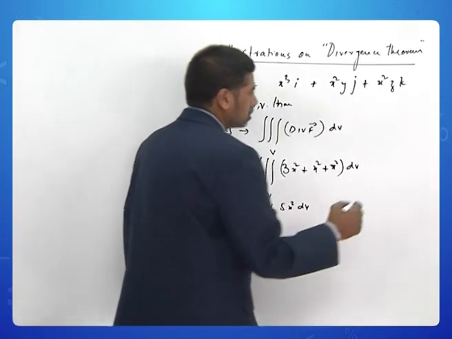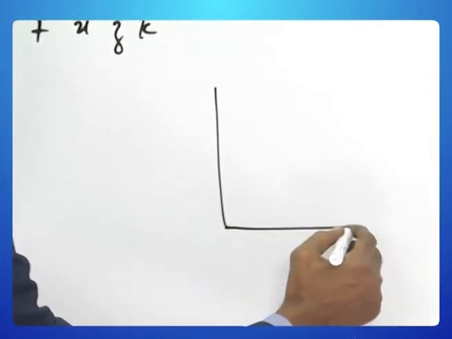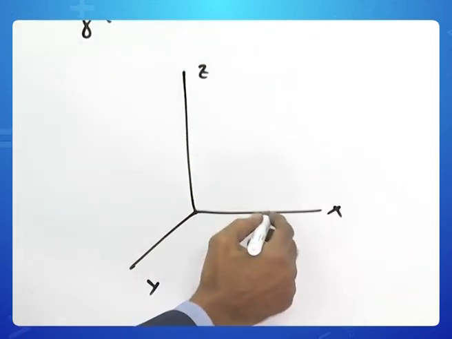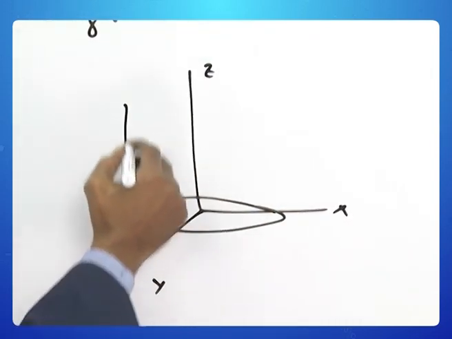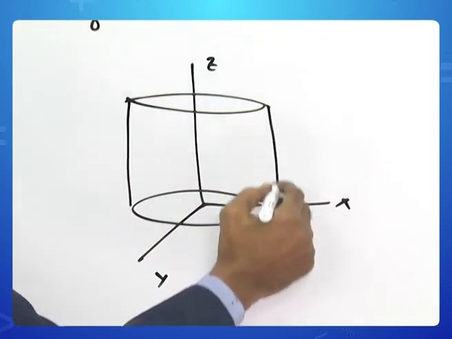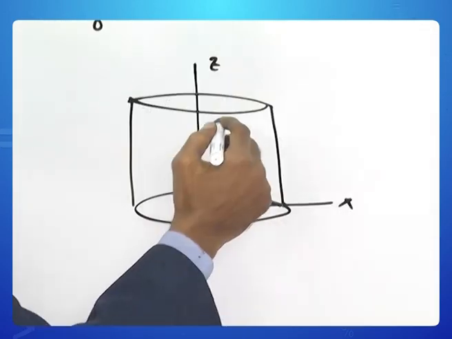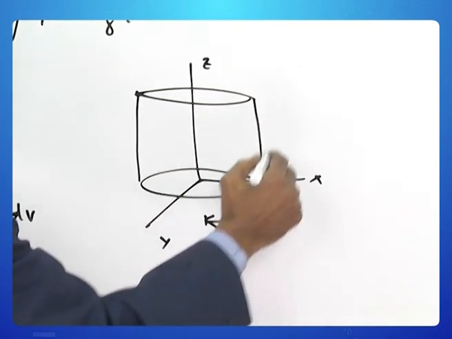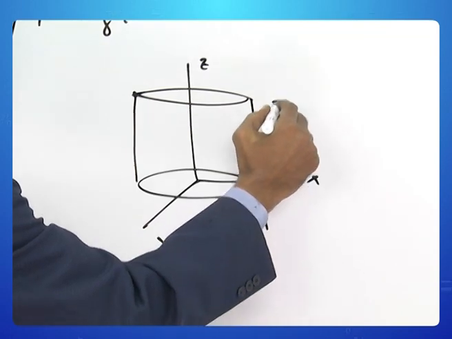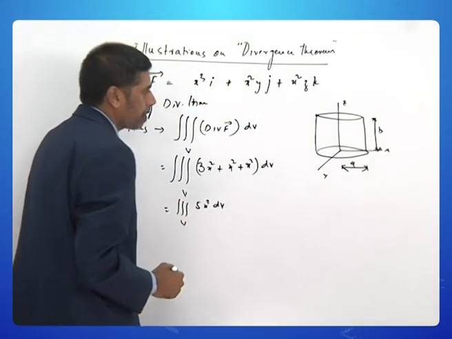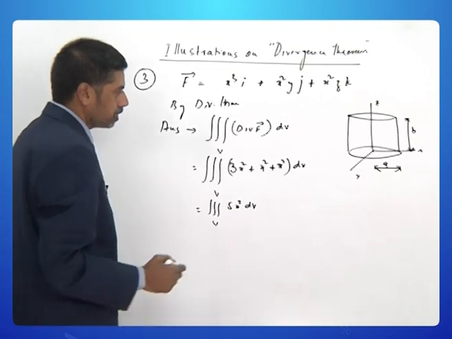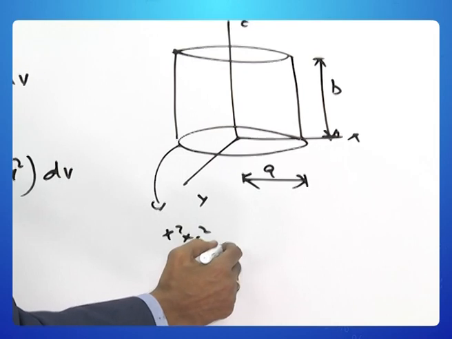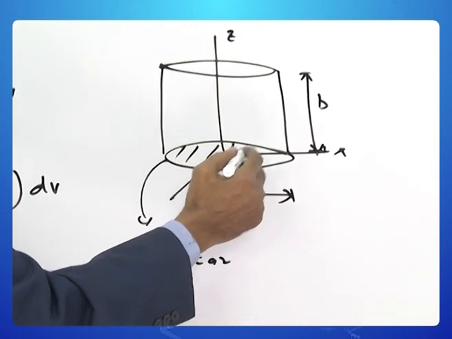Now the cylinder that is given to us has its base on the xy plane, the radius is a units and the height of the cylinder is b units. So the equation of this circle would be x square plus y square is equal to a squared. This will be the region of double integration.